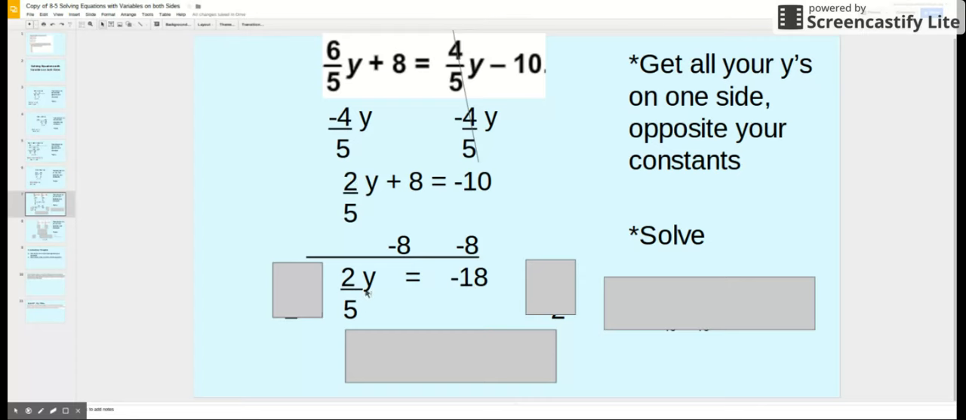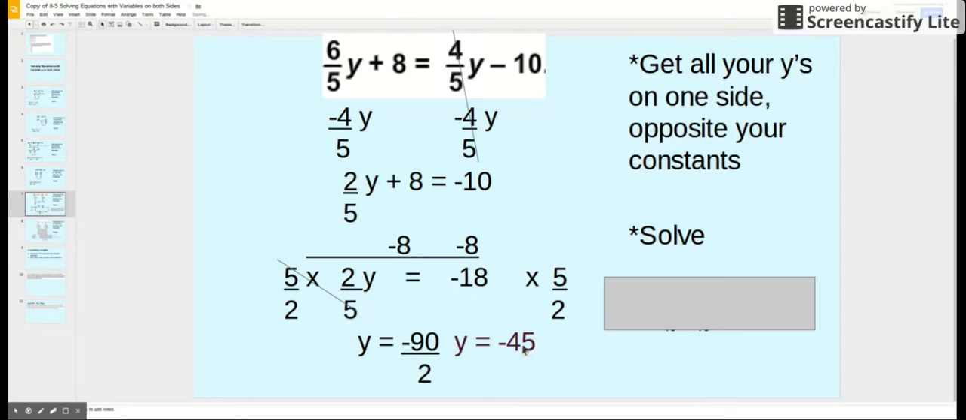Now we want to isolate our y here. We have 2/5 y. So the opposite of multiplying y by 2/5 would be to multiply by the reciprocal, just like we learned in our previous lessons. When you do that, you do 5 times 2, which is 10, 2 times 5, which is 10. So we have 1y, which is what we want on the left. And then here we have negative 18 times 5 halves. Negative 18 times 5 is negative 90. Divided by 2, you end up getting y equals negative 45.